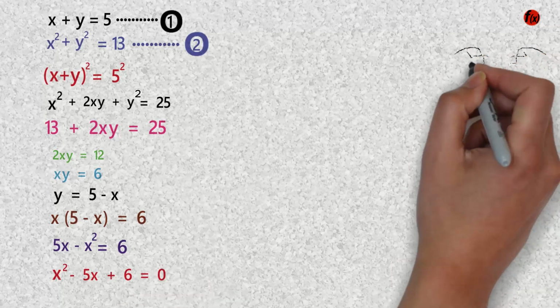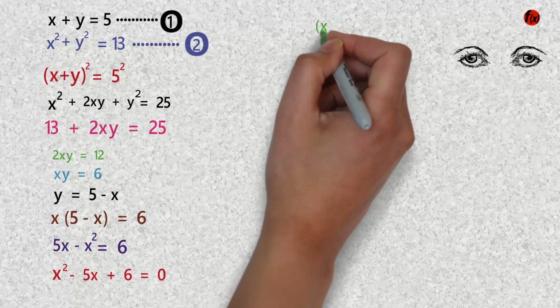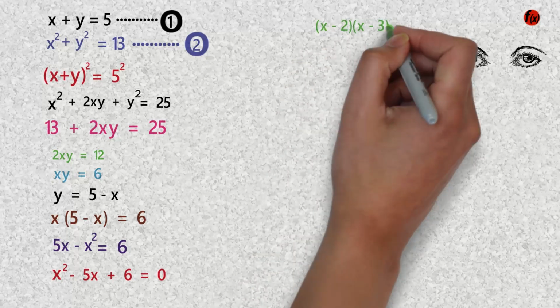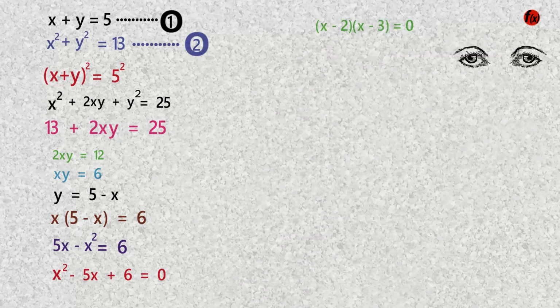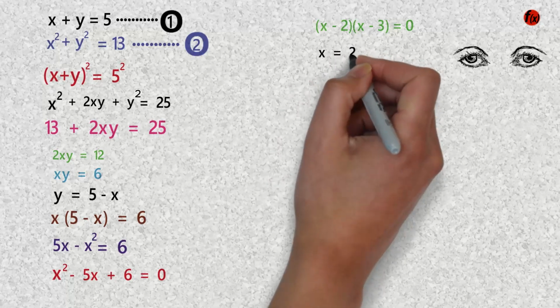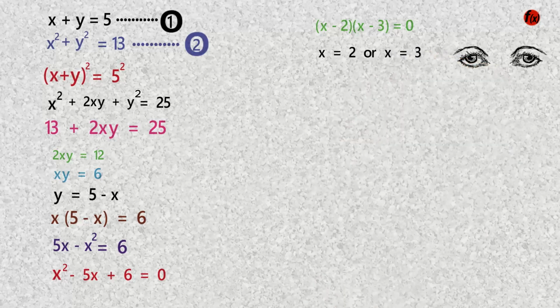Factoring the quadratic equation, (x - 2)(x - 3) = 0. This gives us two possible values for x: x = 2 or x = 3.